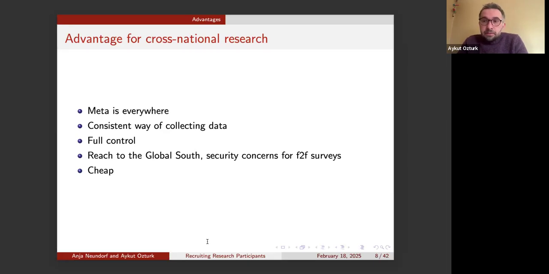Now, we will present some comparisons about Facebook samples versus commercial panel companies. But in general, Meta is everywhere. It is a consistent way of collecting data. When you are working with a commercial online panel company, you don't really know how they recruited their respondents across different countries. They are understandably vague about that. In the case of Facebook, you know where your respondents are coming from in every single country, and you are consistent about that. You have full control, and it is cheap.